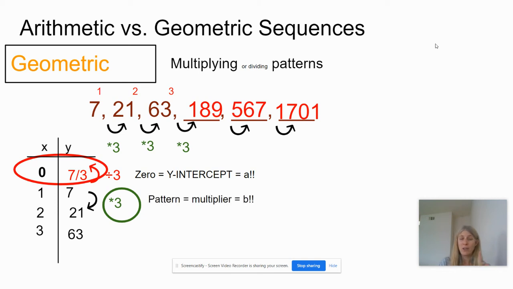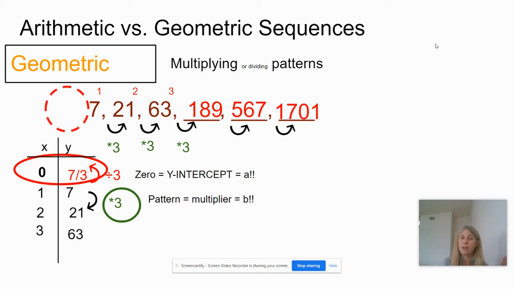And the pattern, we don't call it a slope. It's not a slope. Exponentials don't have slopes because slopes are consistent. It is called your multiplier, and your multiplier is your b. So we still only need 2 pieces of information, and they're basically the same, the pattern and the 0. But they're called different things because it's a different type of pattern.